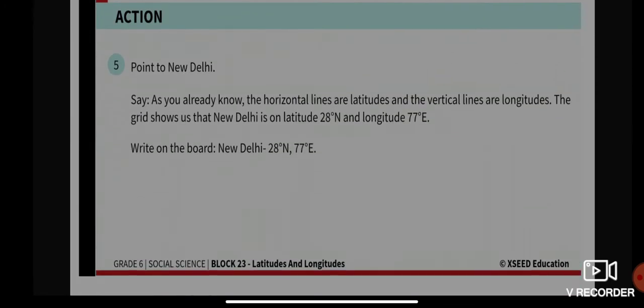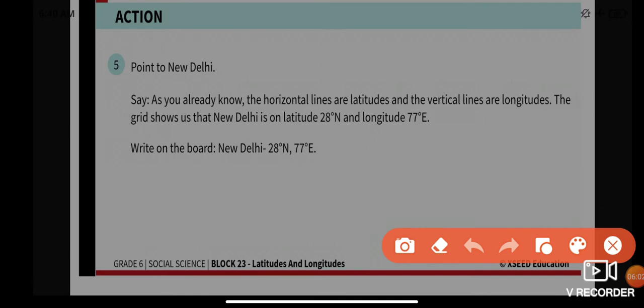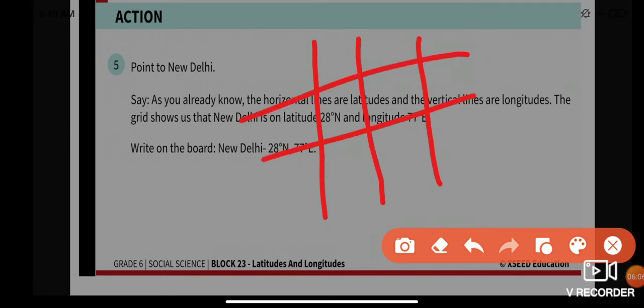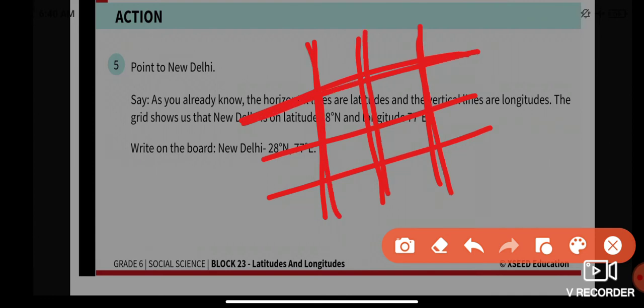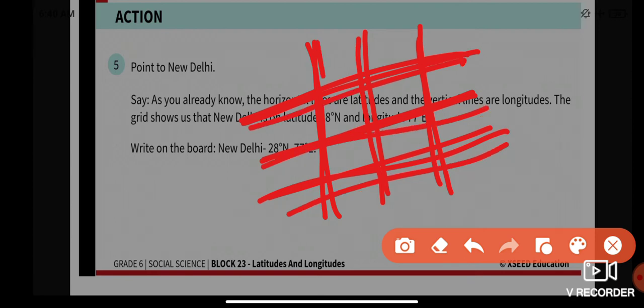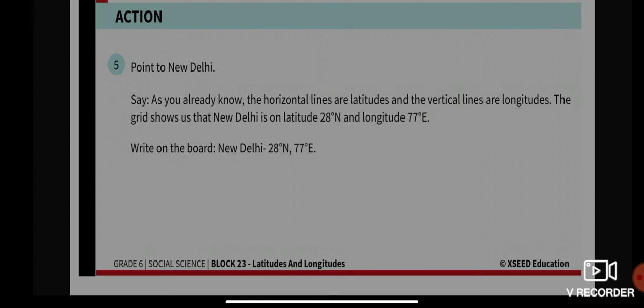Am I clear? You already know the horizontal lines are latitude and the vertical lines are longitude. Yes or no? You already know the horizontal and vertical lines. Horizontal are these, and these are vertical lines. Since we have learned this, you already know.